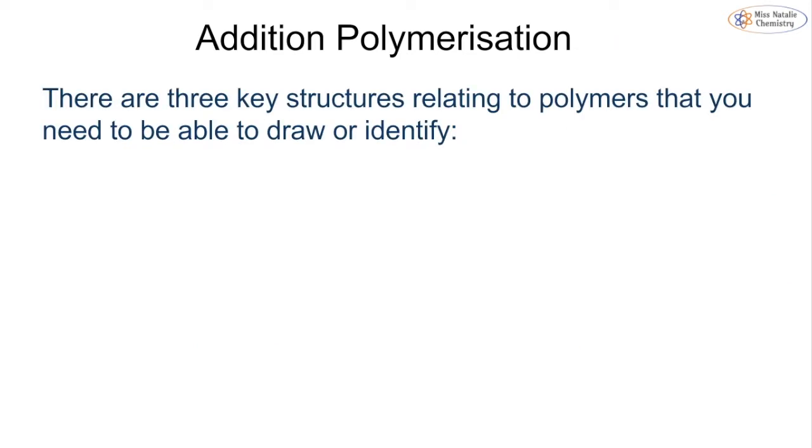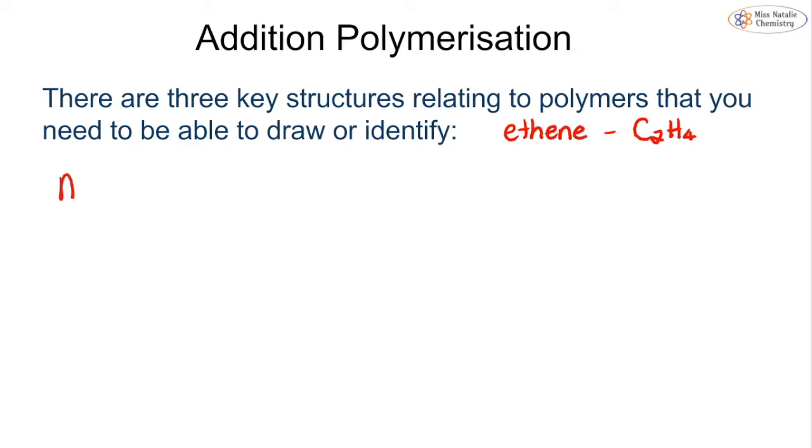So what are you going to have to do in an exam? Well, there are 3 key structures that you're going to have to be able to draw relating to polymers. And you either may have to draw them or identify them. And we're going to stick with using ethene, which is C2H4. This is the easiest polymer that you will come across. There are some more challenging ones that we'll look at in just a few minutes, but this is the most simple one.